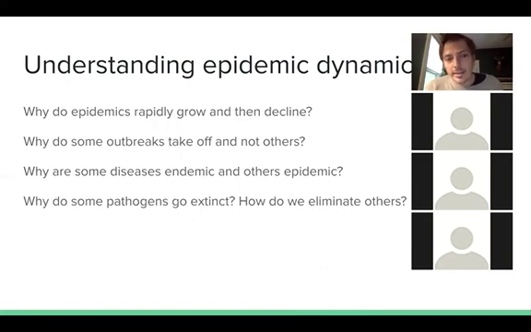We can look at why some outbreaks take off and why others do not, in terms of the R naught of these different pathogens. We can see why some diseases remain endemic in a population, whereas others only have periodic outbreaks or have epidemic dynamics, by looking at SIR models that consider host birth rates and therefore the effect of host demography. And we can see why some pathogens go extinct and what we need to be able to do in order to eliminate others in terms of the fraction of the population that we need to vaccinate in order to achieve an R naught below 1.